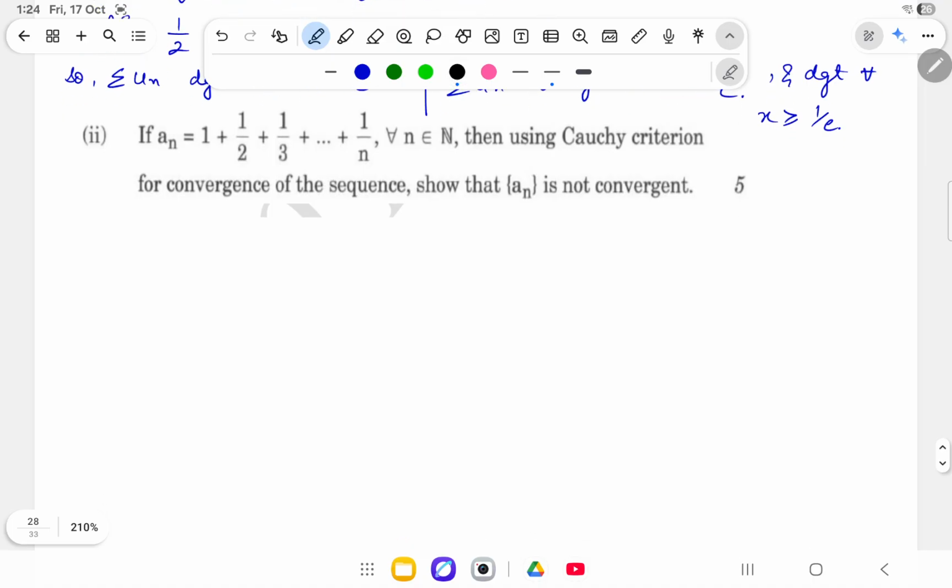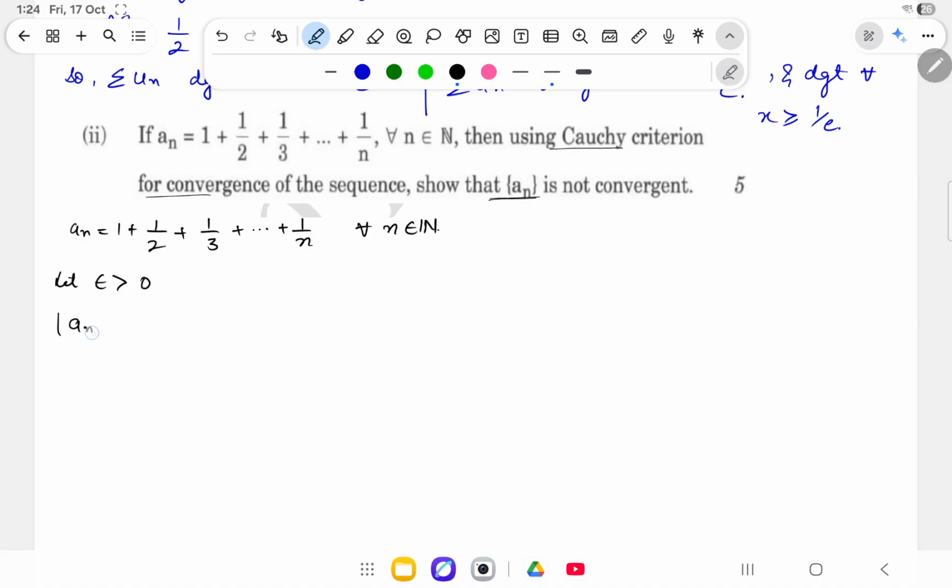So the next question says that they have defined us a sequence, basically an, that is 1 plus 1 by 2 plus 1 by 3 up till 1 by n, and it holds for all n belonging to natural number. Then they ask us to use Cauchy criteria for convergence of sequence and show that this sequence, that is summation an, is not convergent. So let us assume that epsilon is given to us and it is greater than 0.